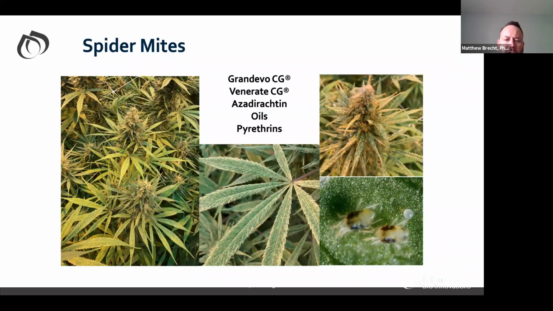As far as Grandevo CG and Venerate CG goes, these products do not have any resistance issues whatsoever. You can spray these things all day long. They're multi-site modes of action, so it's very, very hard for any insect to be resistant to these chemistries.